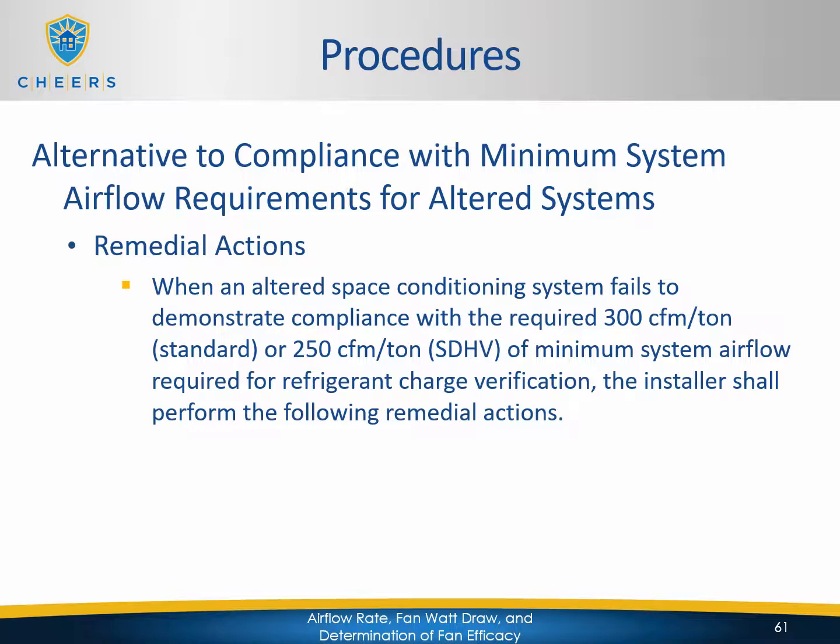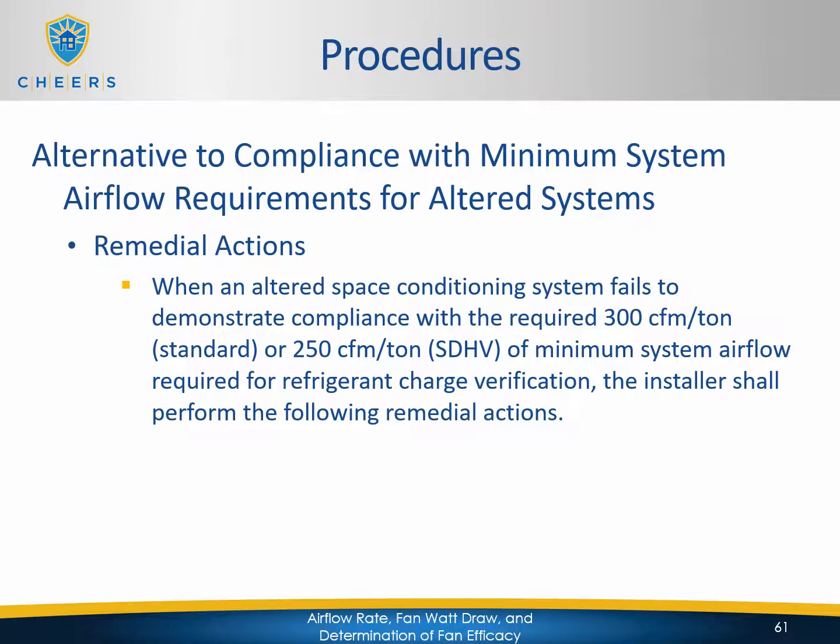Now we have different values that are required. For refrigerant charge, the airflow requirements are going to be 300 CFM per ton for a standard duct system, which is less than the 350 CFM per ton for a new system. And then we remain at 250 CFM per ton for a small duct high velocity system. So the values are a little bit different on those standard systems, but they're the same on the small duct high velocity.